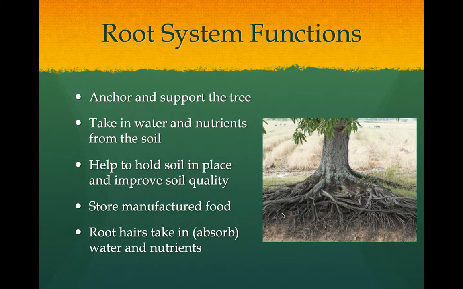So the roots are going to help to take in the water and the nutrients from the soil. They actually have these little things on them called root hairs, and the root hairs are tiny, almost microscopic, and that's what actually helps to absorb the nutrients and the water from the soil around it. So it has to be in a liquid form in order for it to be taken up by the tree. That's why it's so necessary for trees to have plenty of water.